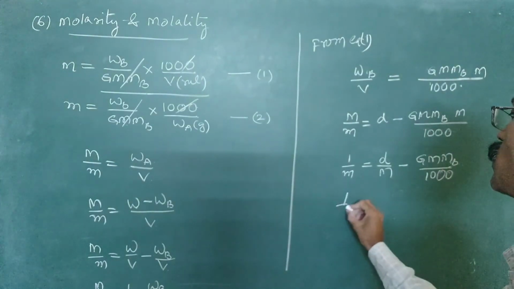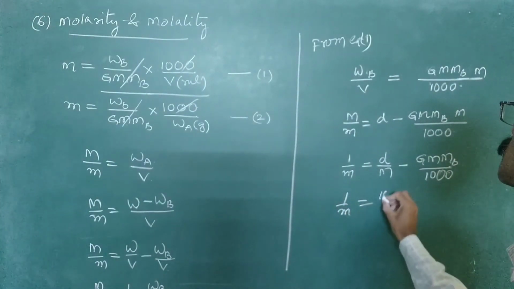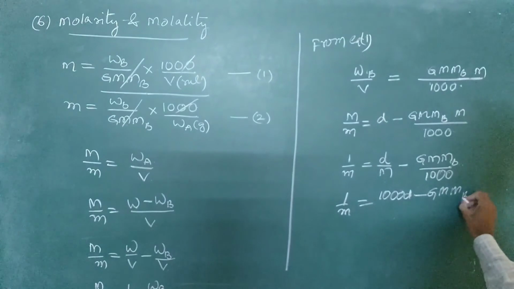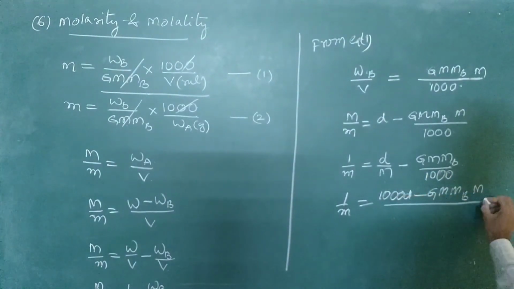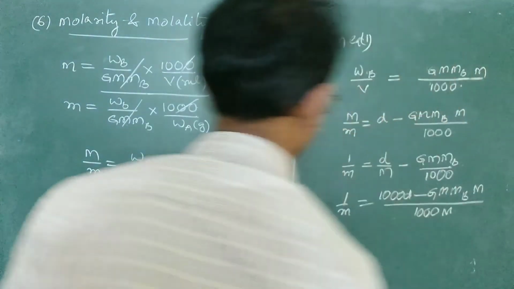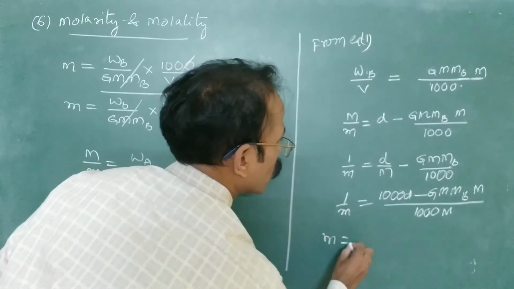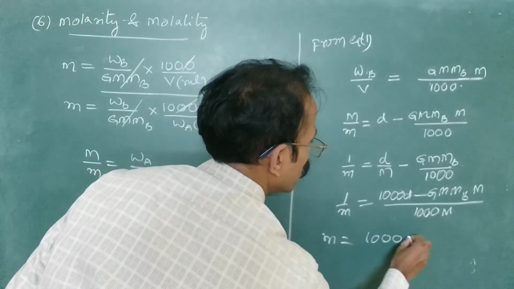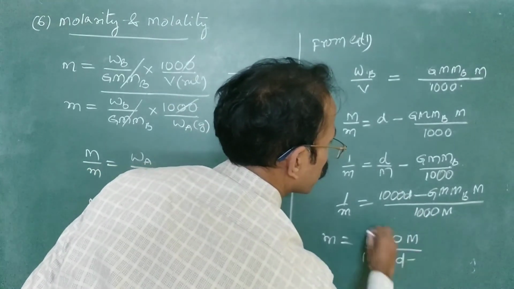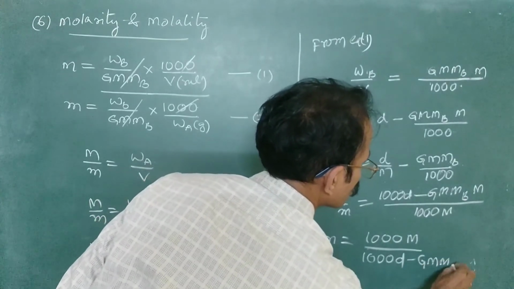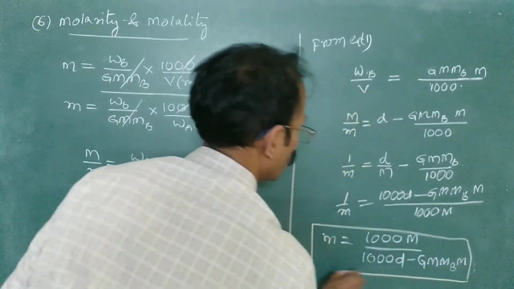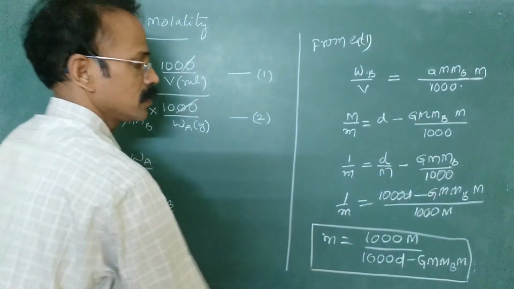Now 1 by m is equal to 1000 d minus gram molar mass of solute into molarity divided by 1000 into M, right? Now what is molality? Molality is equal to 1000 into molarity divided by 1000 into d minus gram molar mass of solute into molarity. Okay, so this is the formula to calculate molality from molarity.